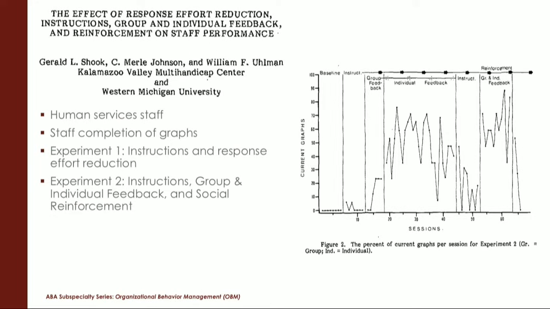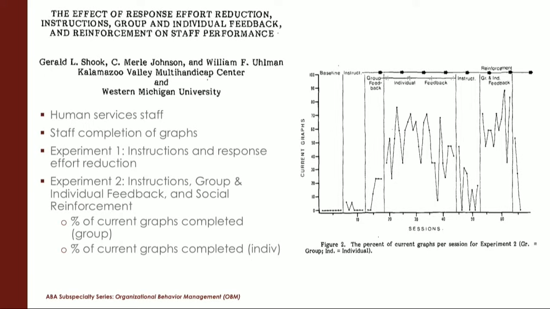And so they ran experiment 2, and experiment 2 did the same thing, but then they added group and individual feedback and social reinforcement. For the group feedback phase, they just showed the percentage of the group who had completed their graphs. So no individual accountability, really. And that worked marginally, got a marginal improvement. And then they added the percentage each individual did of current graphs on a daily basis, and you see that doubled or tripled performance, right? So that individual feedback made a big difference.